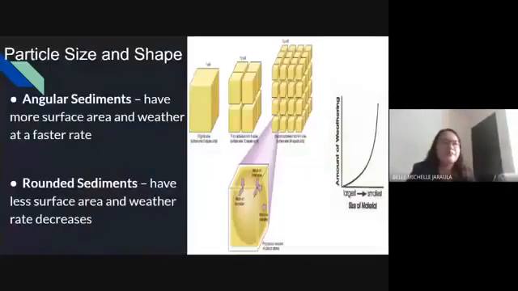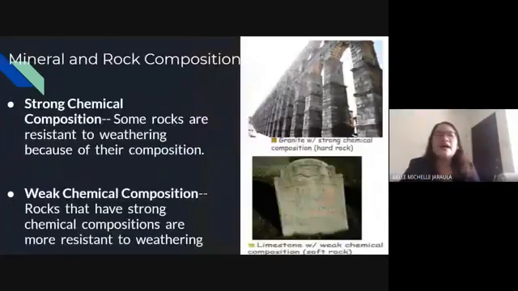So the next one is particle size and shape, meaning there are angular sediments that have more surface area and weather at a faster rate. Next one is the rounder sediments, which have less surface area and weather rate decreases. Angular sediments can weather faster kay they can be dali na siya chop. That is what happens. Rounded sediments is compact. Bale dili sa dali buak. That is what happens. So, this is what I said kanina nga.